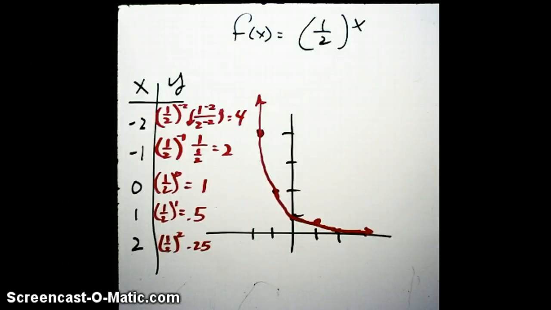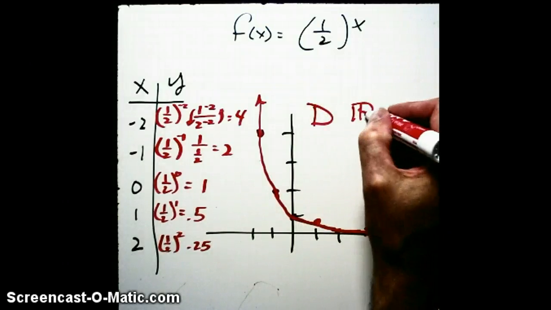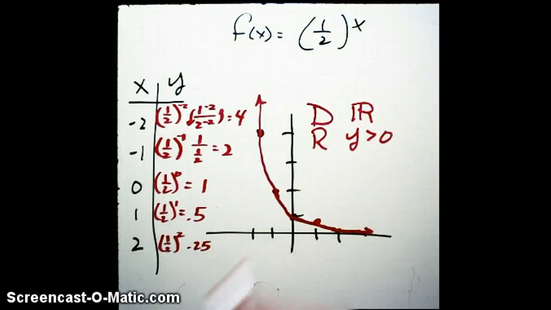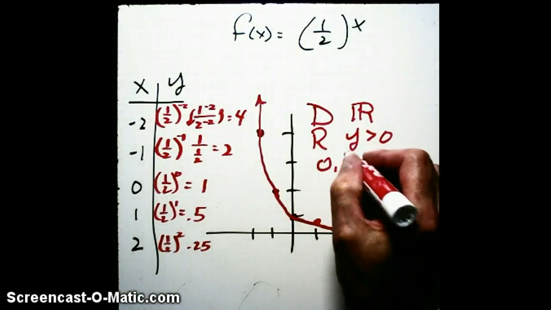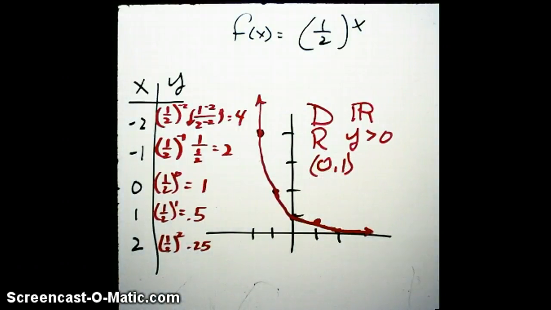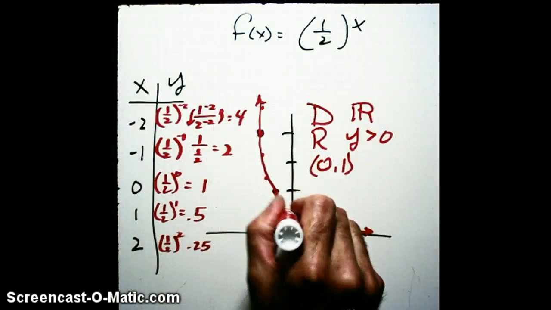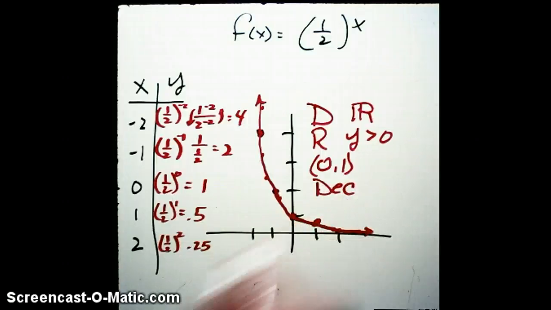All right, let's do this domain. Domain, again, all real. The range, again, y is greater than 0. Now, what about an intercept? Well, we still got that same intercept, 0, 1. Okay. Also, what about its increasing and decreasing? Notice the curve is going down. So we're going to call that decreasing over the entire domain.